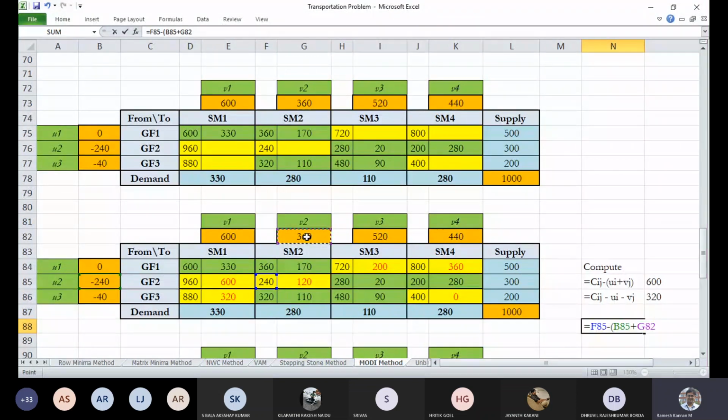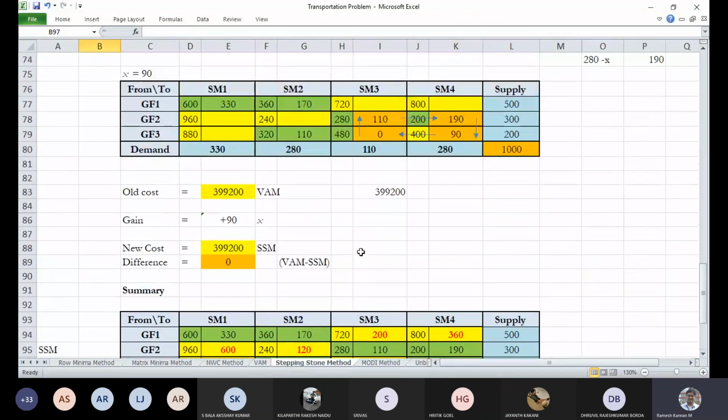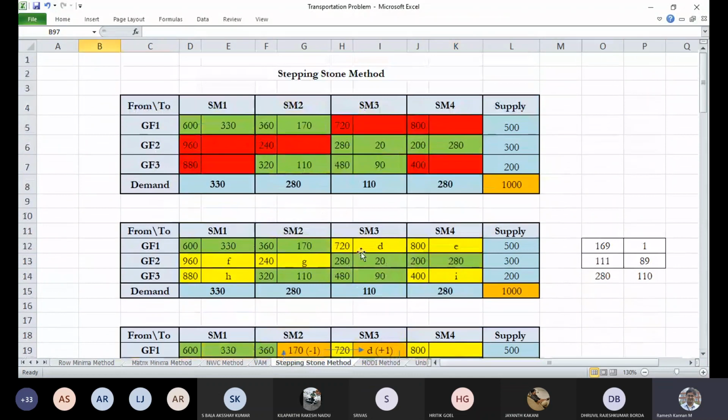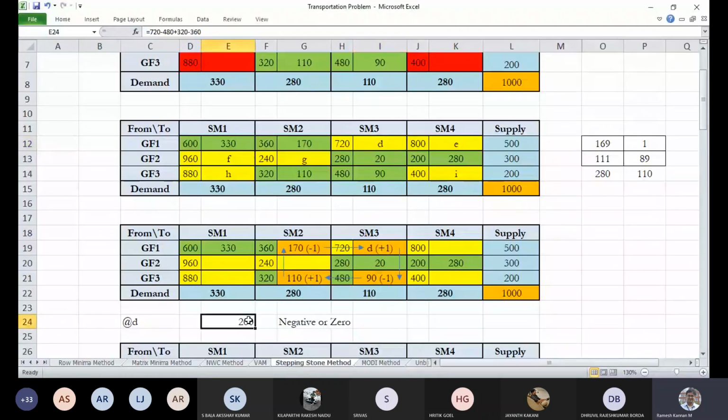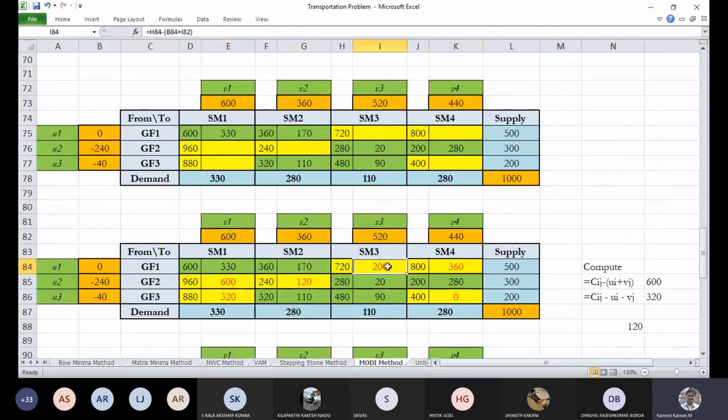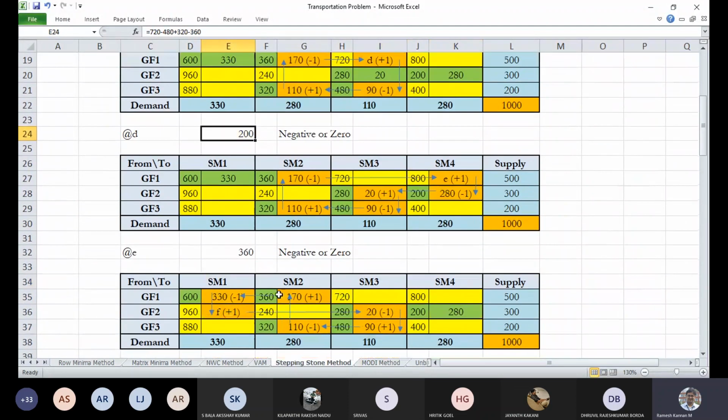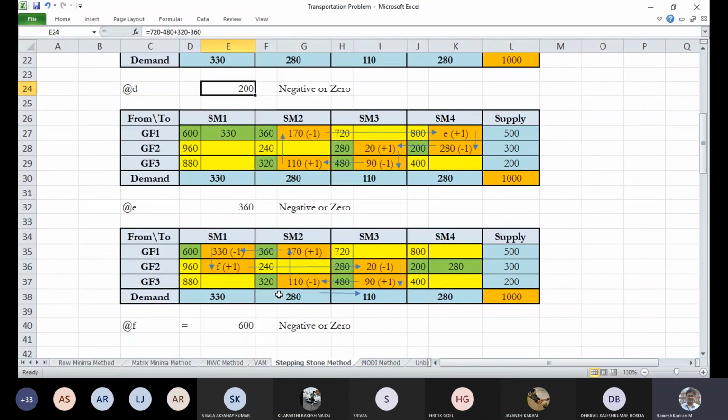So you might be wondering what the 600, 320, 200, 360 and all are, right? That's the value of the unallocated cell. In the stepping stone method, for the value of D, we formed a loop and finally got 200. Whereas in the modified distribution method, by this process, we got this pretty easily. Another example, the value of F, by this loop we got 600, whereas in the modified distribution method we directly got 600. So that's the power of the modified distribution method.